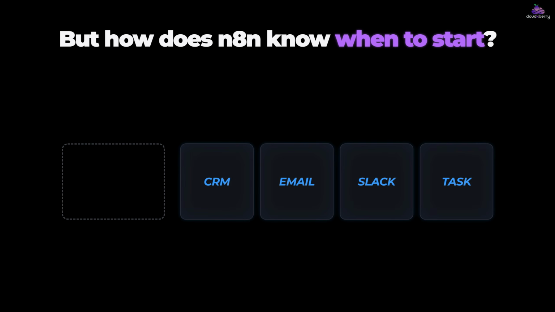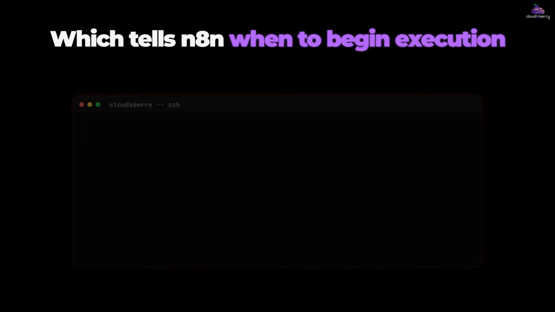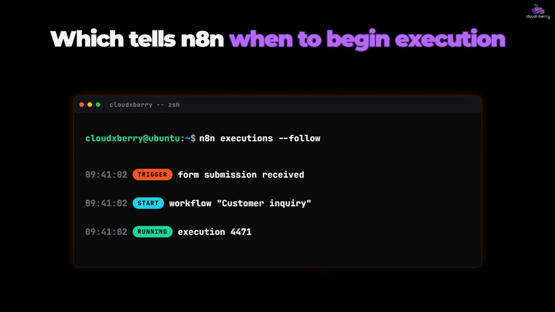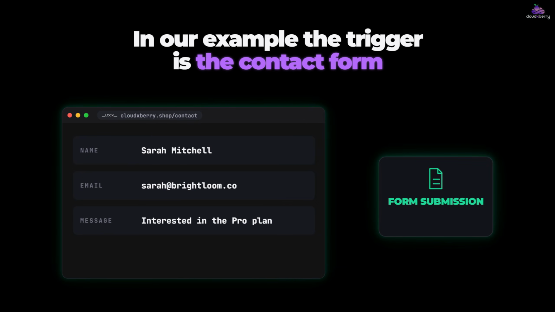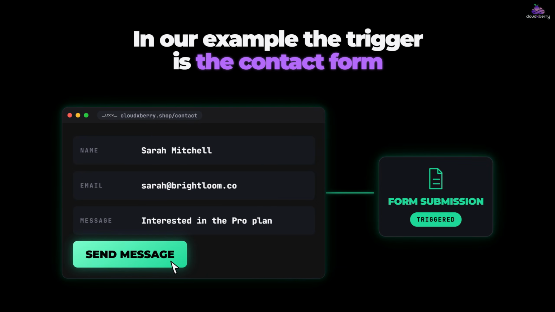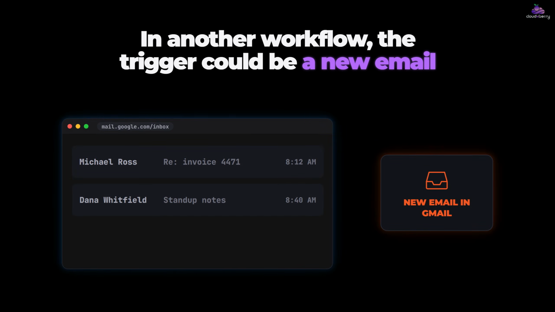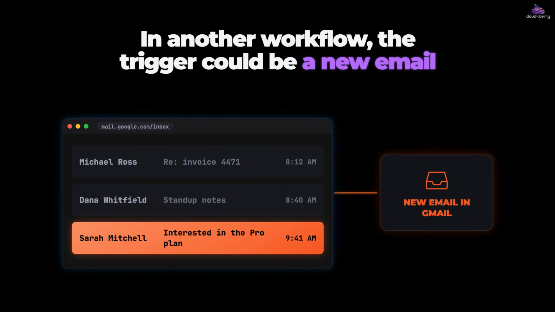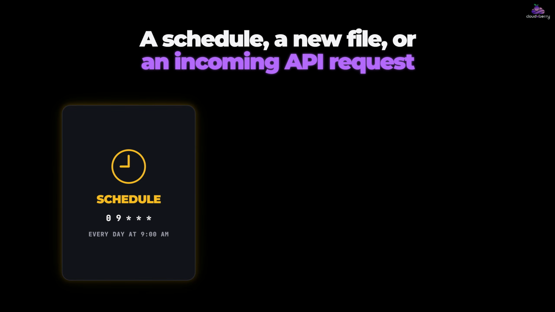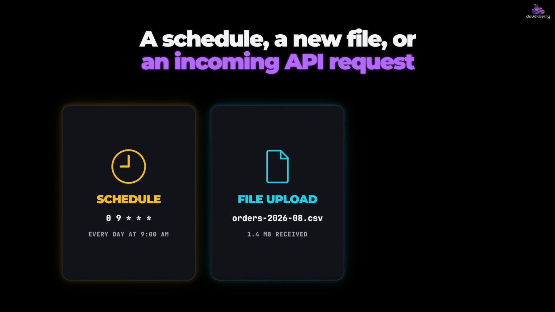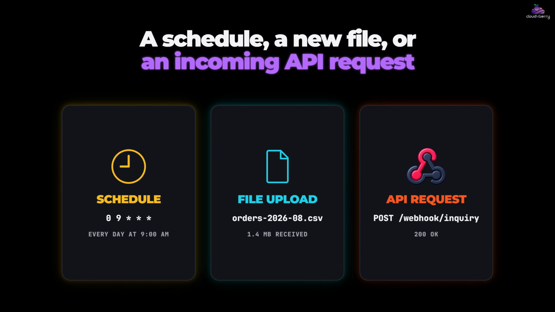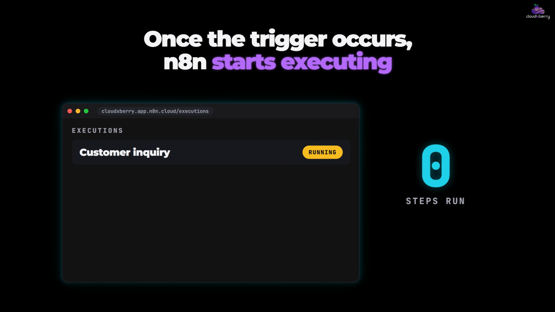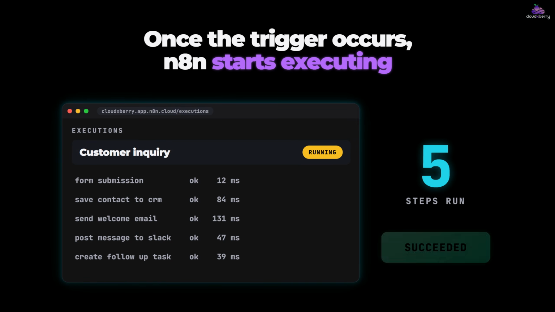But how does n8n know when to start? Every workflow starts with a trigger, which tells n8n when to begin execution. In our example, the trigger is the customer submitting the contact form. In another workflow, the trigger could be a new email arriving in Gmail, a scheduled time like every morning at 9 o'clock, a new file being uploaded, or even an incoming API request. Once the trigger occurs, n8n starts executing the workflow automatically.